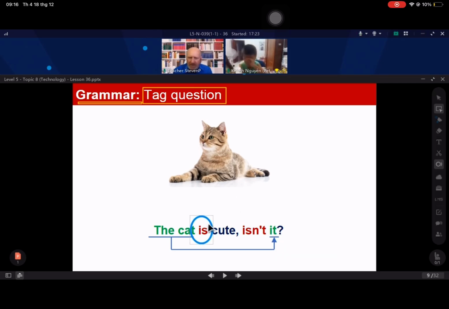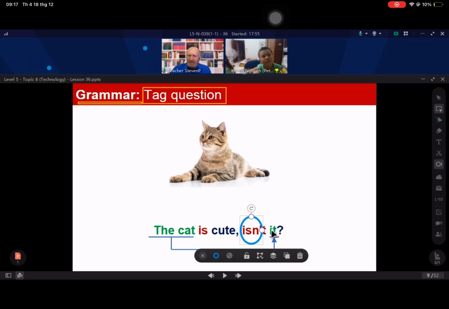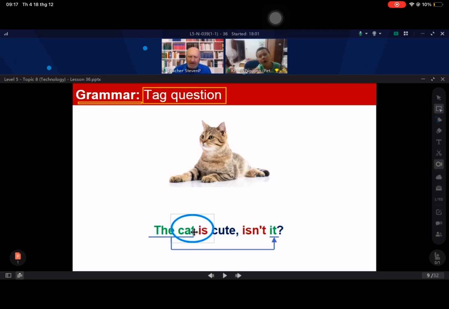There is to be. Okay, so in this sentence, to be, we say is. Because it is positive, it changes to negative. Can you see that, Peter? Is changes to isn't. Okay, can you see that? Very important. So number 1, the subject changes to a pronoun: he, she, or it. And then number 2, is changes to isn't. Okay, and number 3, we change the order of the words. So we say subject and then to be, and in the end we say to be and then subject.